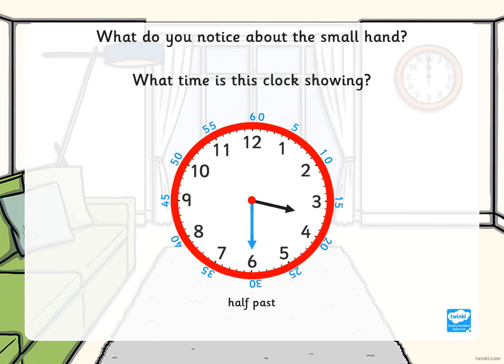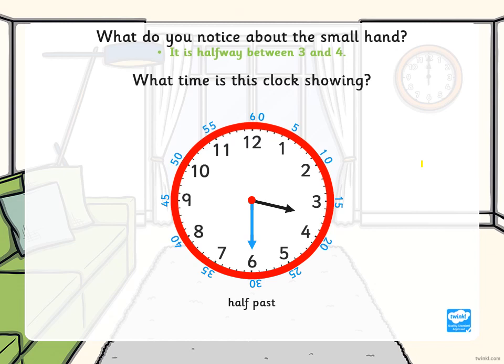What do you notice about the small hand? We just said before, is it on the 3? Is it on the 4? Or is it halfway between them? It is halfway between the 3 and the 4.